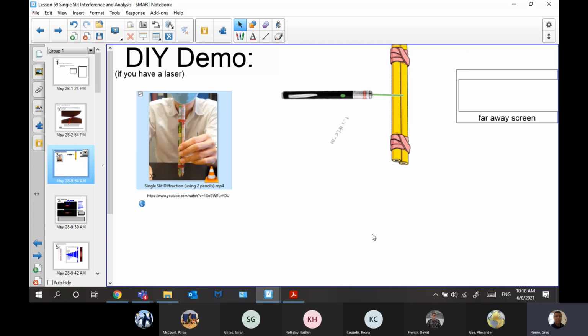So this is the DIY demo. If you manage to get your hands on a laser pointer at some point, and two pencils and an elastic band, which should be the easier part to track down, if you shine the laser light through the two slits, we can get an interference pattern for ourselves.